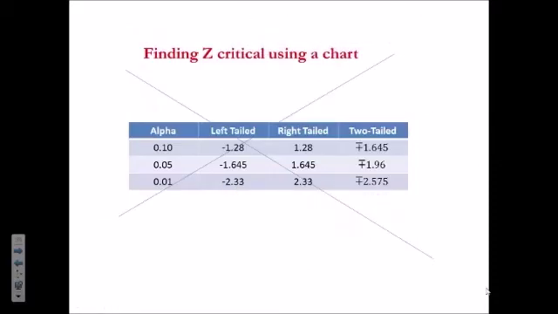Well, with Z-critical, we could use a chart like the one shown here. And we had a simple chart because there's only one standard normal curve. We will not have a chart like this for T-critical because there are infinitely many T-curves. So there's not going to be a simple method like this for getting T-critical.